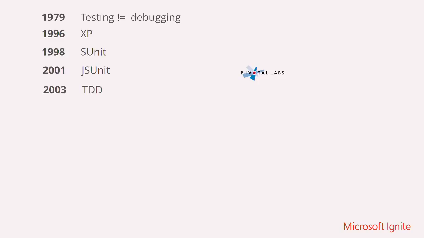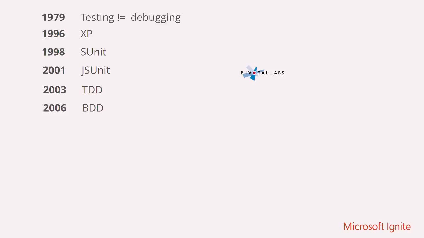1979 was the first time that testing was actually recognised as a separate practice from debugging. So I'm actually older than the practice of testing. In 1996, Kent Beck described extreme programming that had a real focus on unit testing. And in 1998, he released SUnit, and that was the first unit testing framework which was released for Smalltalk. In 2001, Pivotal Labs released JSUnit, and that was the first JavaScript unit testing framework. In 2003, we got test-driven development, so we started getting better processes around our unit testing.